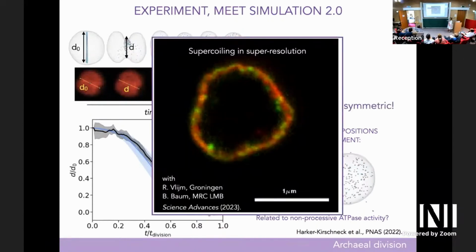And this is very recent from another super resolution study, where you see the membrane in red and this constricting filament in green, which is bumping out of plane. So that could be the supercoil, perhaps.